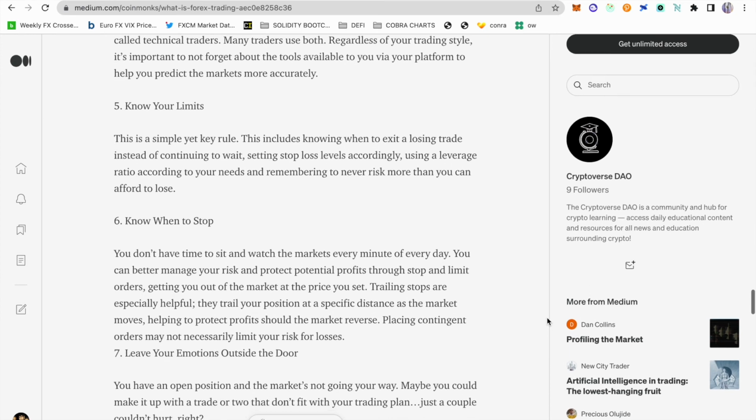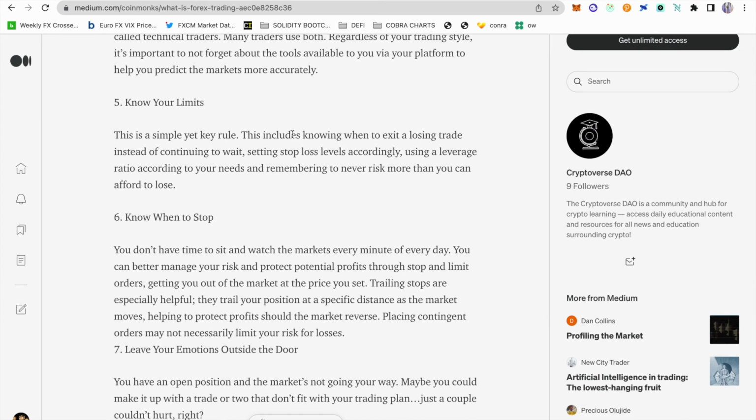Now this is important. Know your limits. This is a simple yet key rule. These include knowing when to exit a losing trade instead of continuing to wait, setting stop loss levels accurately, using a leverage ratio according to your needs, and remembering to never risk more than you can afford.